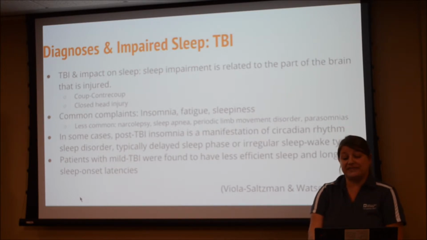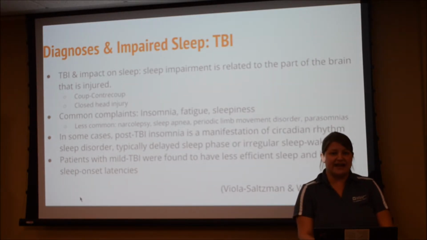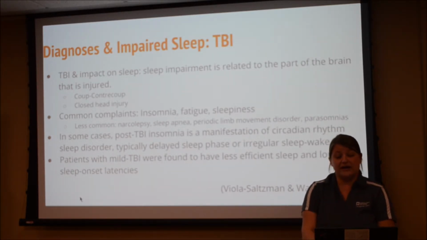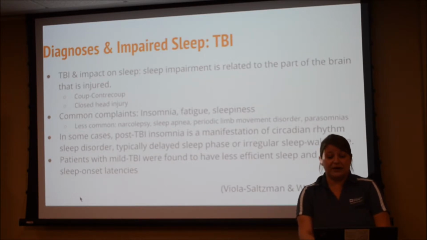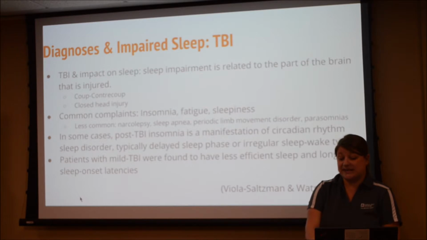Some common complaints of people with traumatic brain injuries are insomnia, fatigue, and sleepiness. And then less common are narcolepsy, sleep apnea, periodic limb movement disorder, and parasomnias. And in some cases, post-TBI insomnia is a manifestation of a circadian rhythm sleep disorder, typically delayed sleep phase or irregular sleep-wake cycle. Patients with mild TBI were found to have less efficient sleep and longer sleep onset latencies.